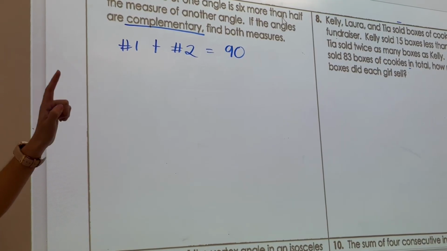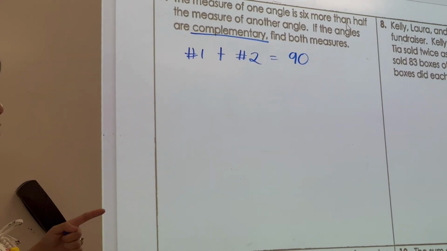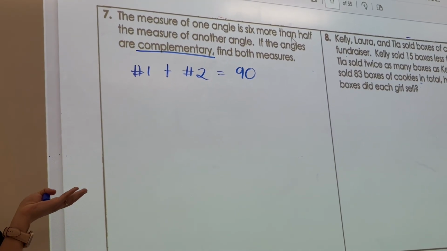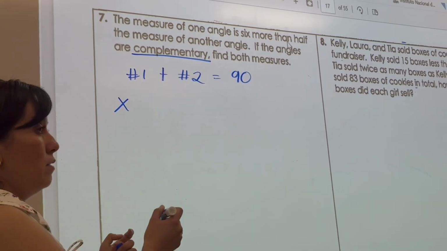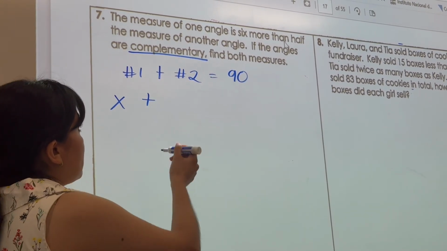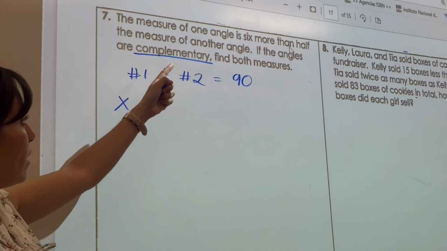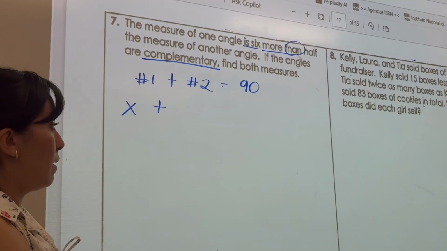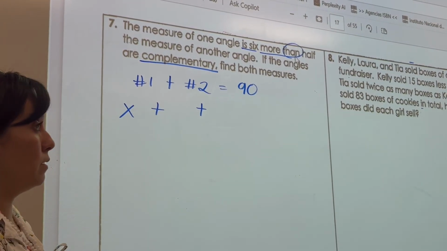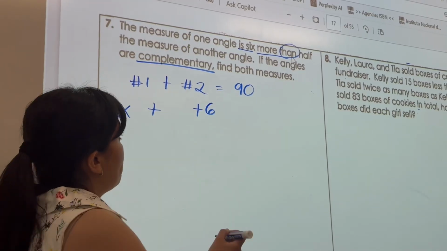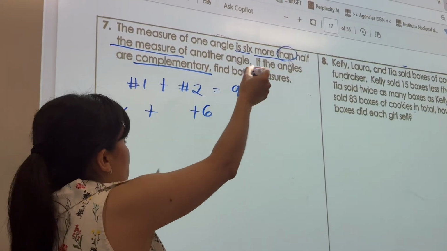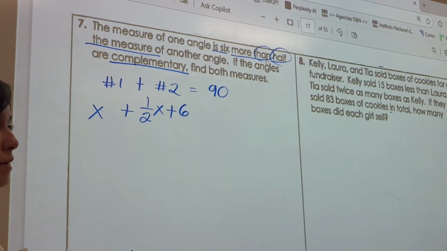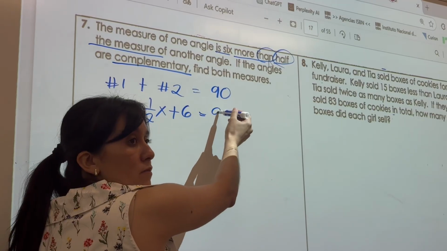Okay, the measure of one angle is 6 more than the measure of the other angle. So one of them is going to be x. Which one? Does it matter? No. It doesn't matter. So we can put the first one, but it doesn't matter if you select the other one. Plus, now we read, the measure of one angle is 6 more than. So what operation is that? Plus. Where is the 6 going to be? After, because we have the than. Half the measure of the other one. Half. What does half mean? 1 over 2 x. Any question? Equals 90. Question?